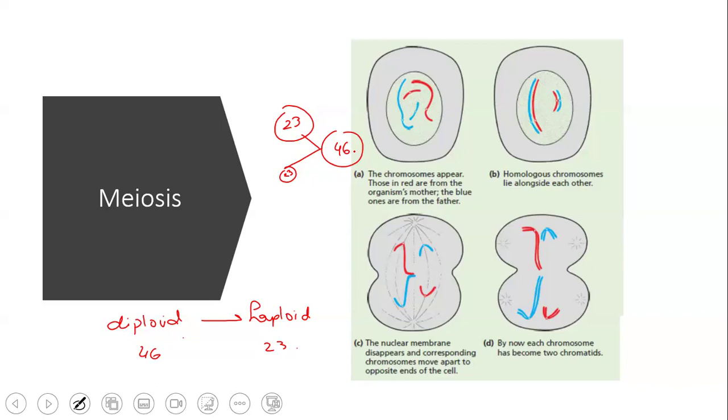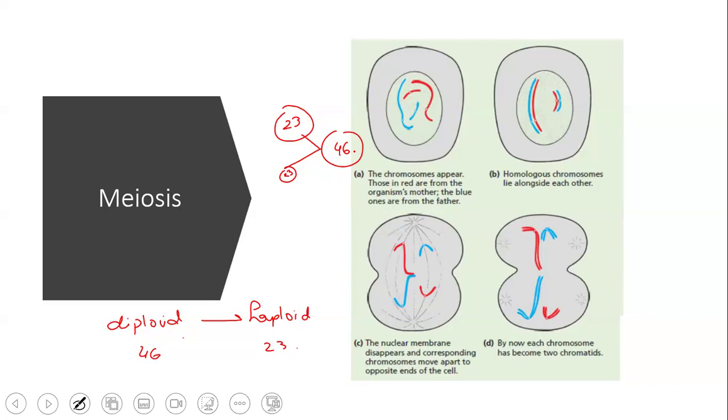So meiosis occurs only in the reproductive organs, only in the gametes. Everywhere else, you're going to be dealing with mitosis. Other than this, you do not have to know anything else regarding meiosis.